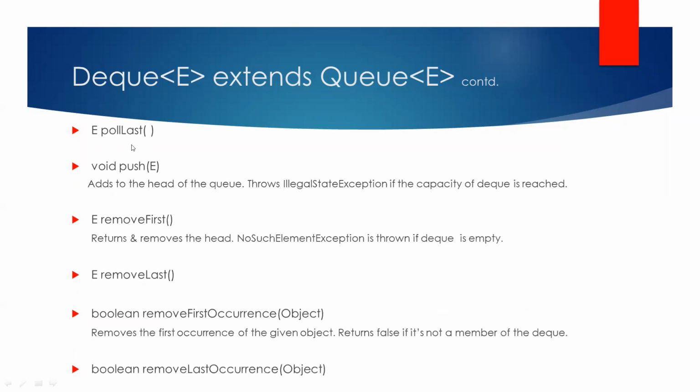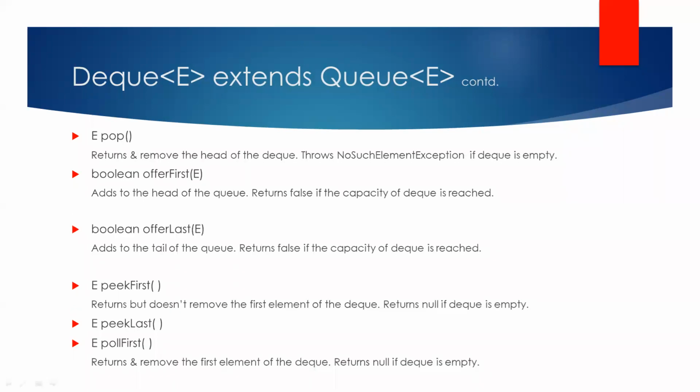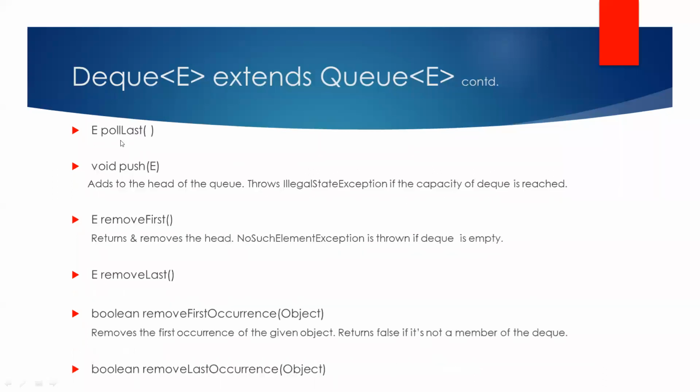pollLast, just look at here. pollFirst, return and remove. So pollLast will also do the same, return and remove. pollFirst will remove the element from the first, but pollLast will remove the element from the last. And return null if the DQ is empty. The same thing will happen with pollLast. It will remove and return the element from the last position. It returns null if your DQ is empty.